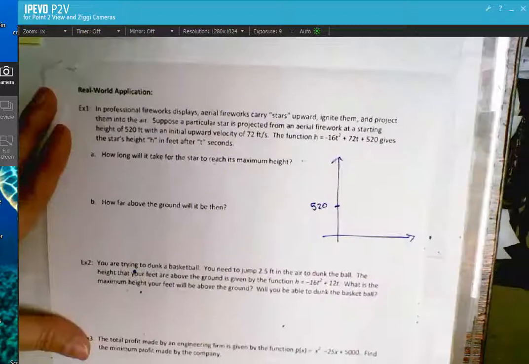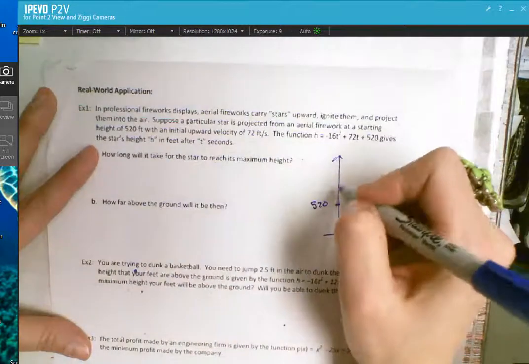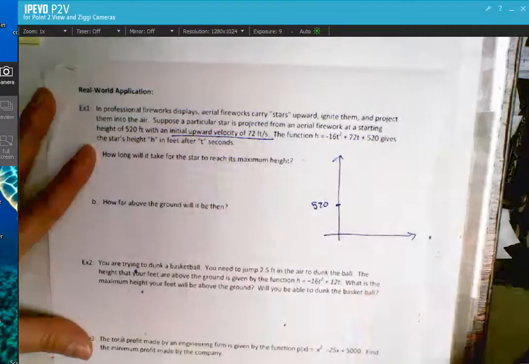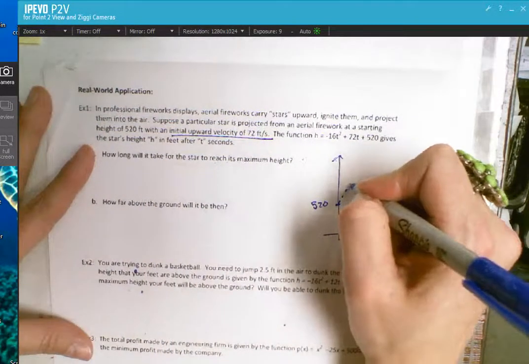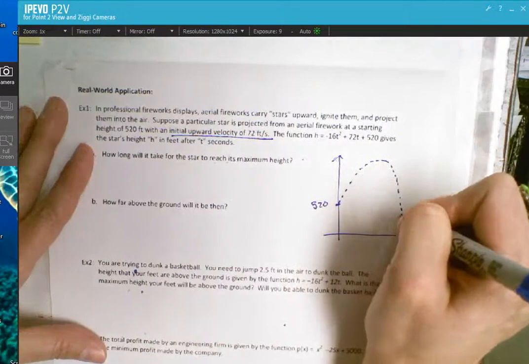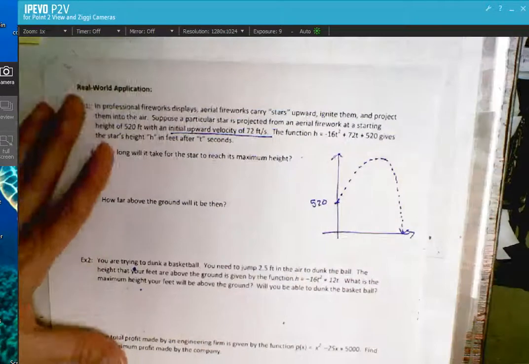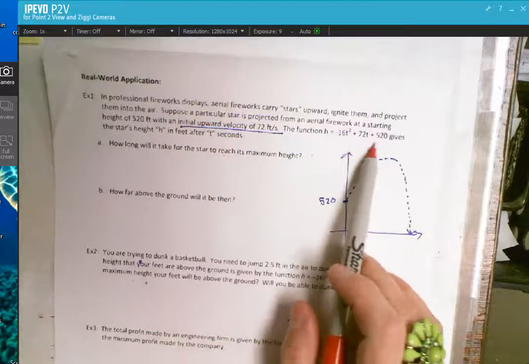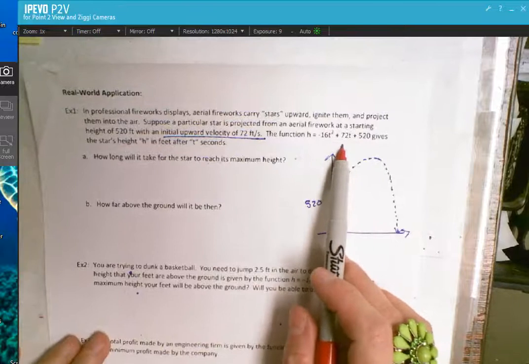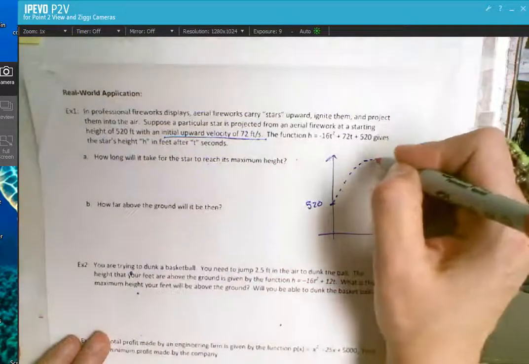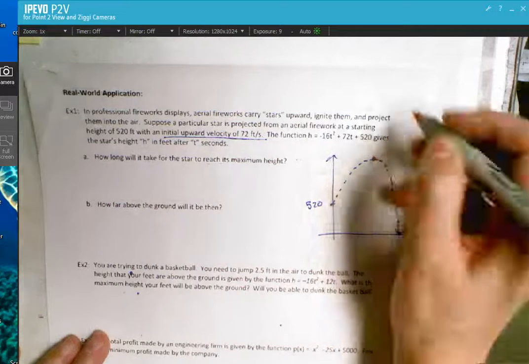So that's going to be my axis of symmetry. And then it says I shoot it up at an initial velocity of 72 feet per second. So I know it's going to shoot up, but gravity kicks in at some point and eventually that firework comes back down and hopefully doesn't land on anybody. So what we need to do is, it gives us the function, so someone already wrote the function for us to tell us the star's height after t seconds. So we want to know how high. Well, that's going to be my vertex.